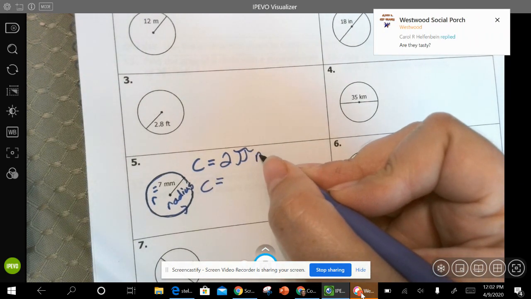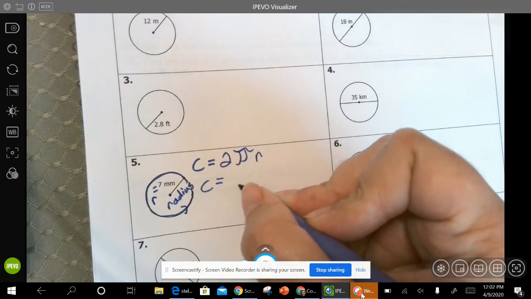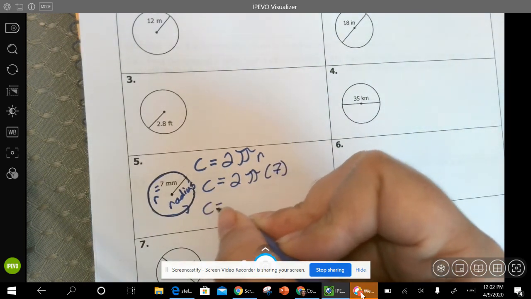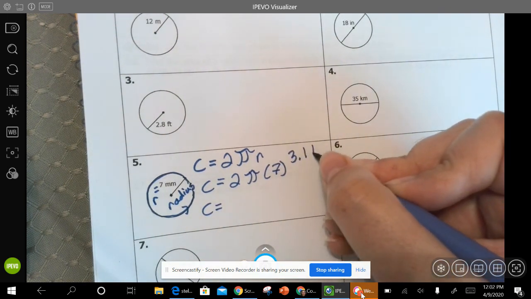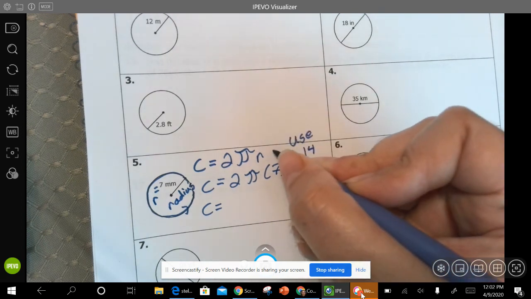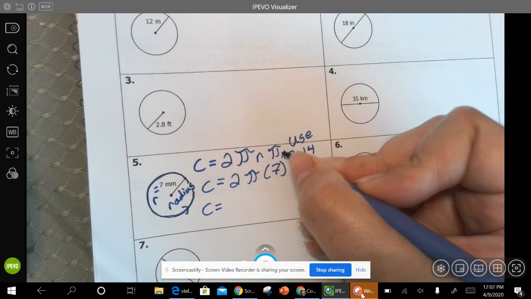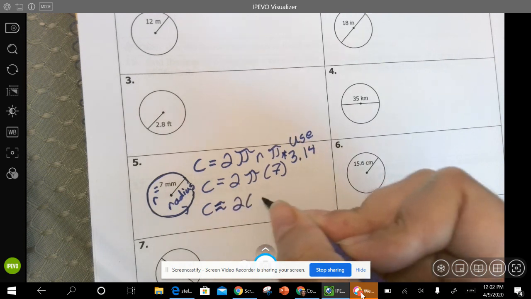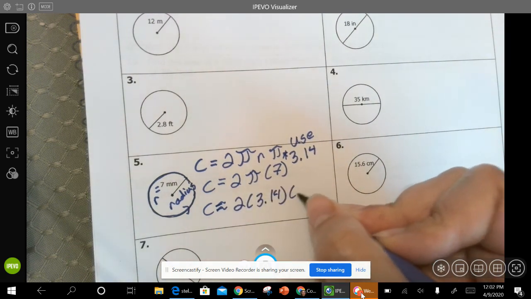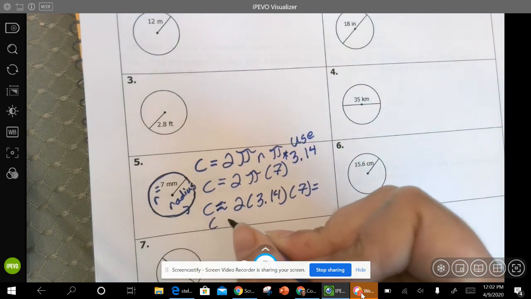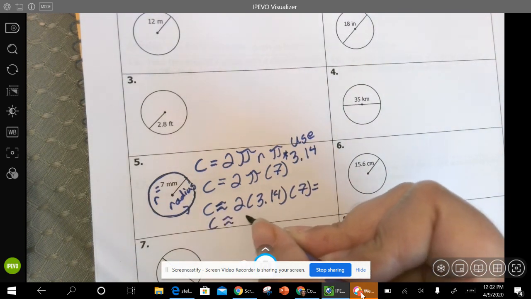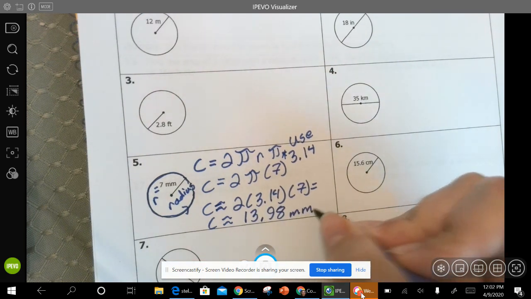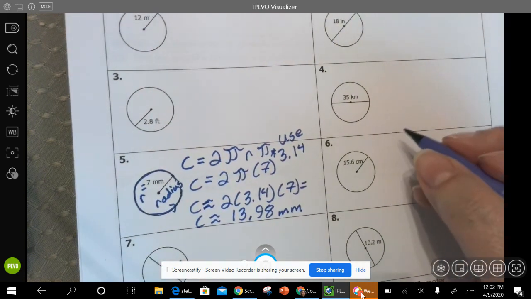So circumference is equal to 2 times pi times the radius. We're going to substitute it in. So I'm going to substitute in 2 times pi times 7. Okay, and we are going to use 3.14 for pi. So we substitute it in: 2 times 3.14 times 7. And it's going to be approximately 43.98 millimeters.